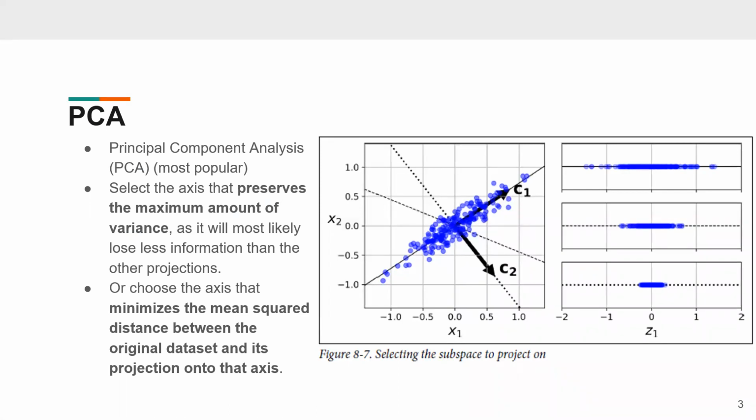So let's look at this chart. It's a two-dimensional space. In two-dimensional x1 and x2 space, you have a bunch of observations shown as these blue dots. Assume that we want to reduce it to one dimension. Do you have multiple choices here? You could choose different directions, right? So let's assume that you choose one direction, C1.